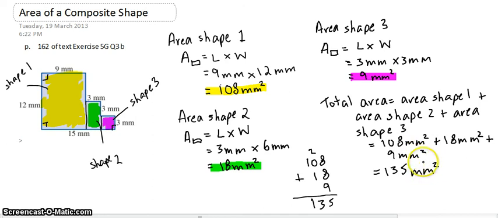And that will be my answer, and I can leave that like that. I've communicated this is my total area here. I've communicated which areas I'm adding, I've indicated what numbers they are, and I've got my final answer here. And that's it.